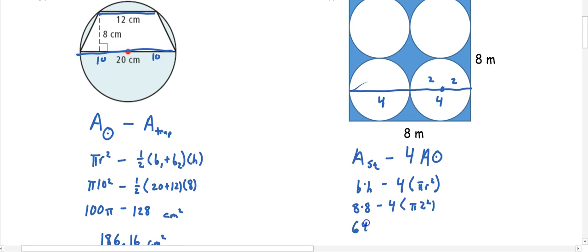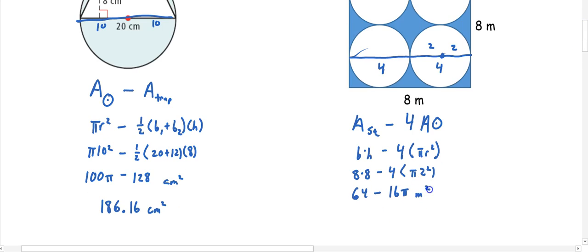So here we would get 64 minus 4 times 2 squared, which is 16 pi. If we want exact answers, meters squared. If we want an approximate, we can put that into the calculator. So we would get 64 minus 16 pi, and that is 13.73 meters squared.